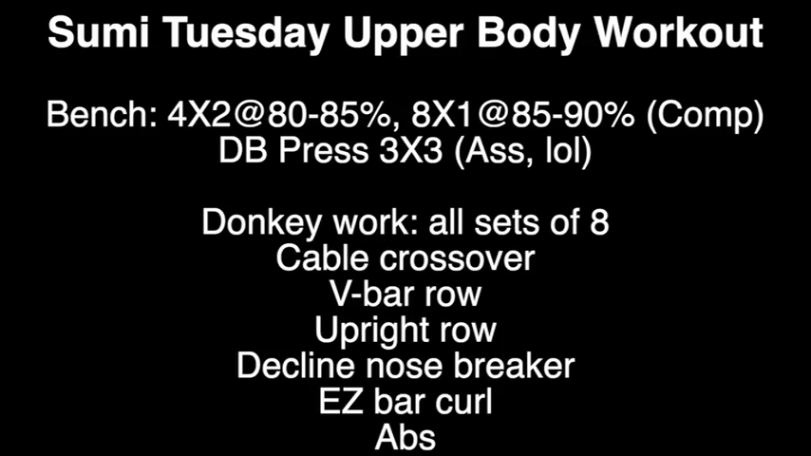Sets of 8, cable crossover, V-bar row, upright row, decline nose breakers, which at some points were heavy 5s, easy bar curl, and then a different ab exercise for like 3 fucking sets because abs is boring and stupid. So again, competition, assistance, ass, and then fucking donkey work. So those are my categories because I'm lazy and I'm bored and I see no pedantic reason to separate them, and I think the term donkey work is funny, so I use it with all my lifters, and now maybe you'll use it too. See you next time.